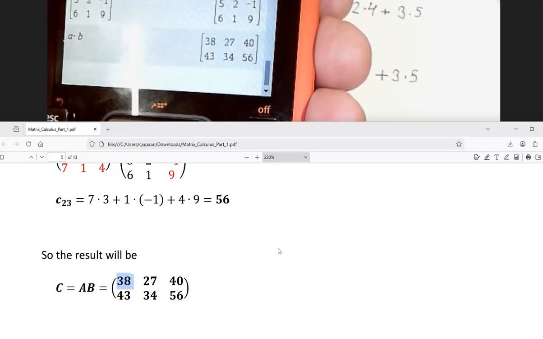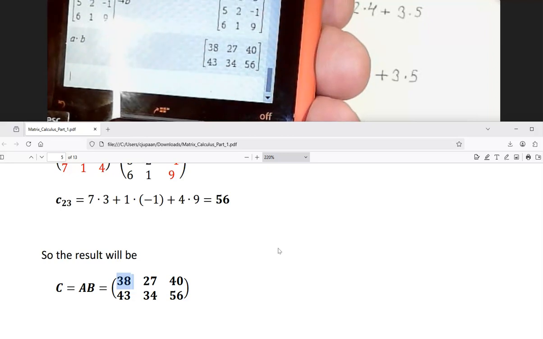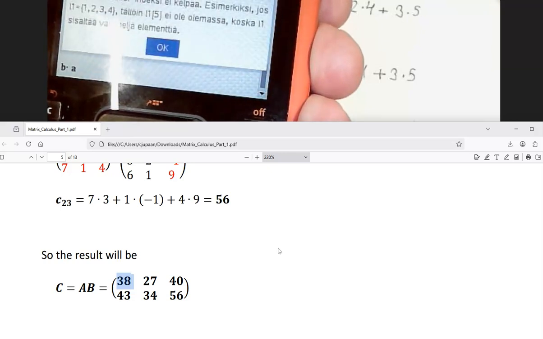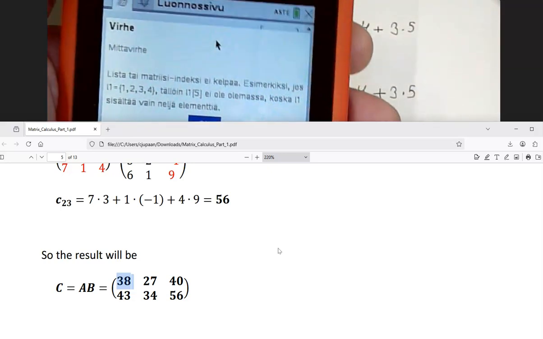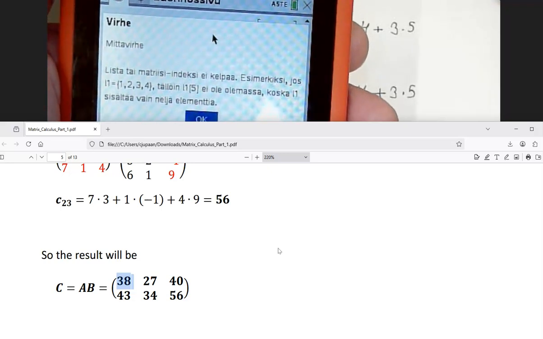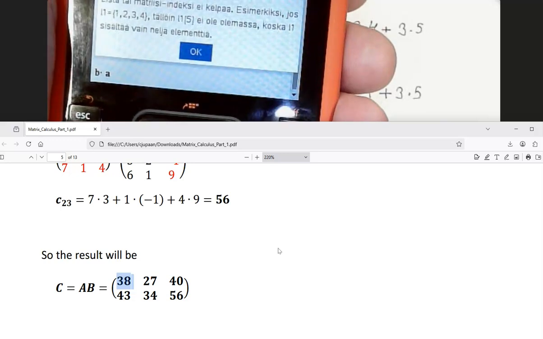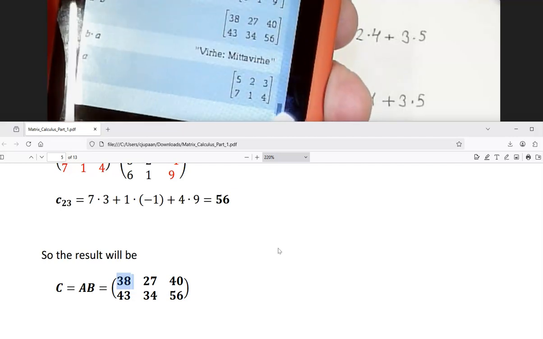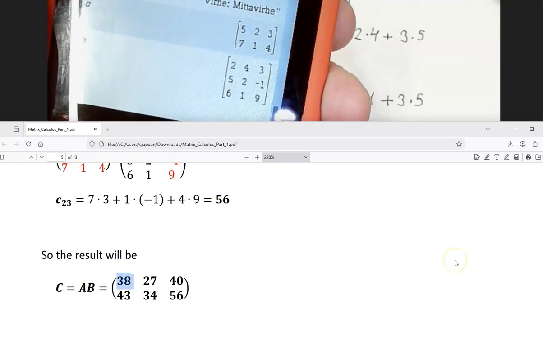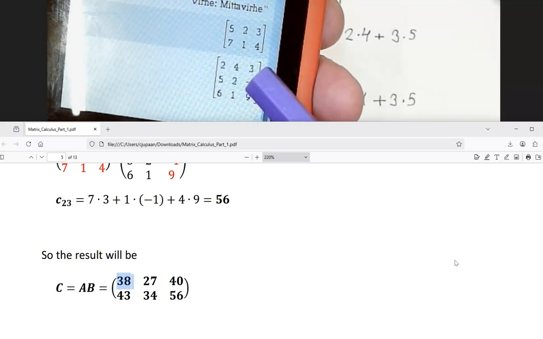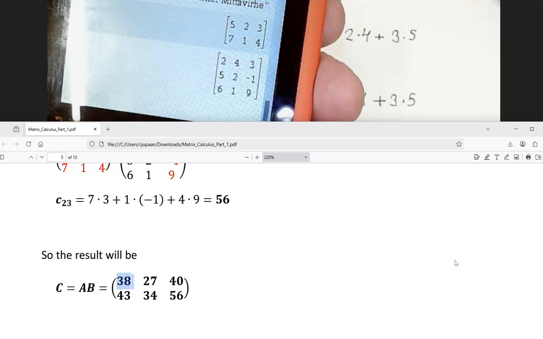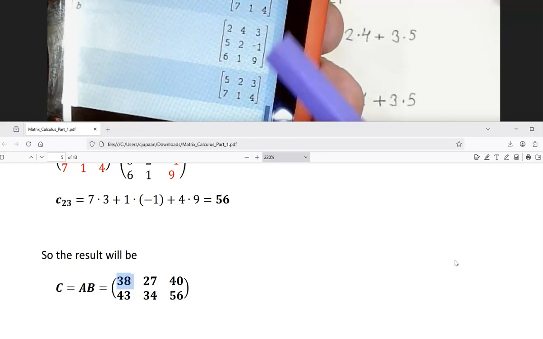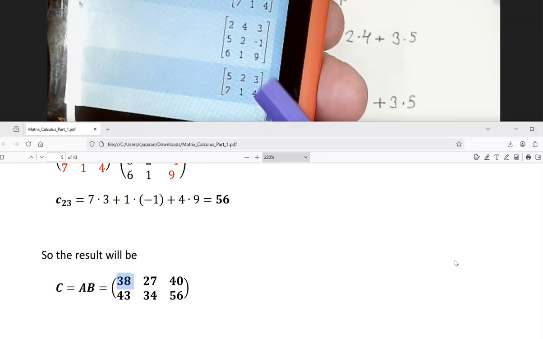But if I multiply this in opposite order, B times A, what happens? Again the same error message, dimension error in English. So this is not possible to do, because if we compare these matrices A and B, let's do that in the opposite order like this. First we have this matrix B, and we try to multiply that with matrix A.